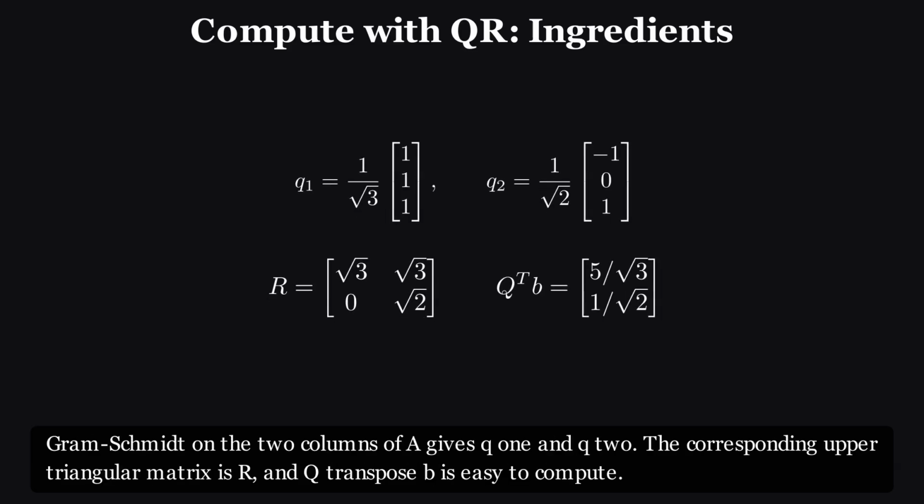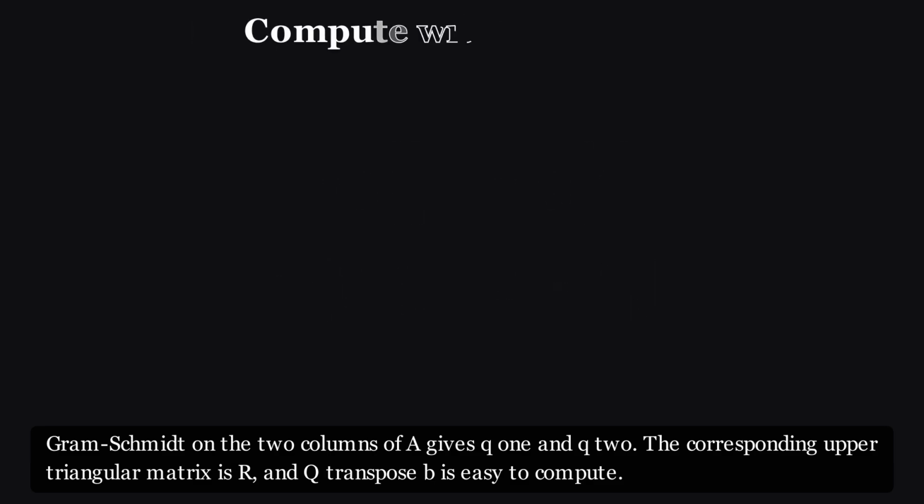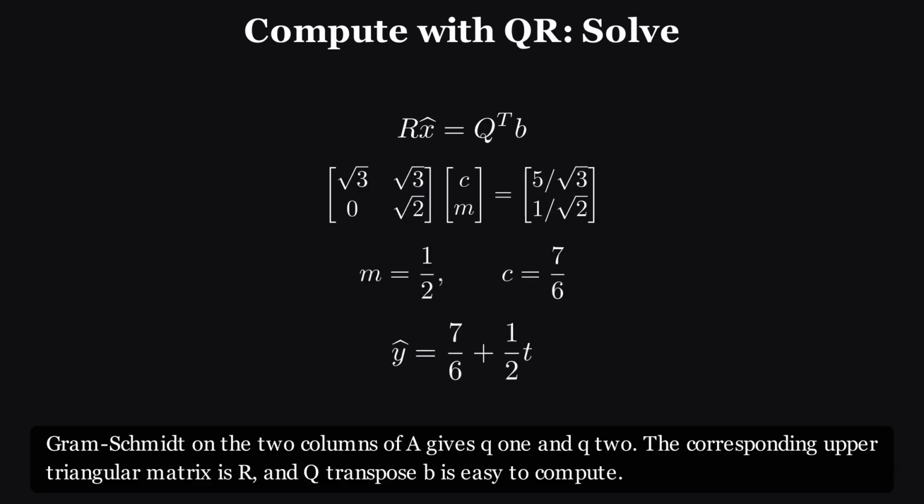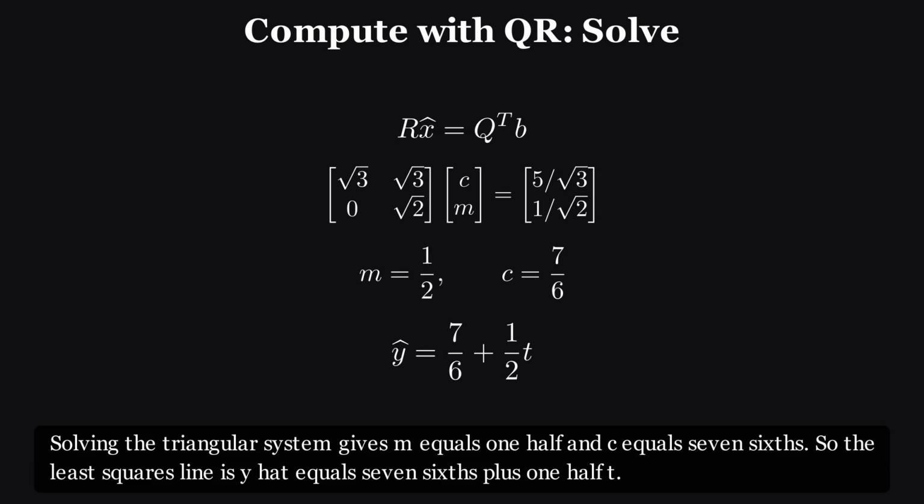Gram-Schmidt on the two columns of matrix A gives Q1 and Q2. The corresponding upper triangular matrix is R, and Q transpose B is easy to compute. Solving the triangular system gives m equals 1/2 and c equals 7/6. So the least squares line is y hat equals 7/6 plus 1/2 t.